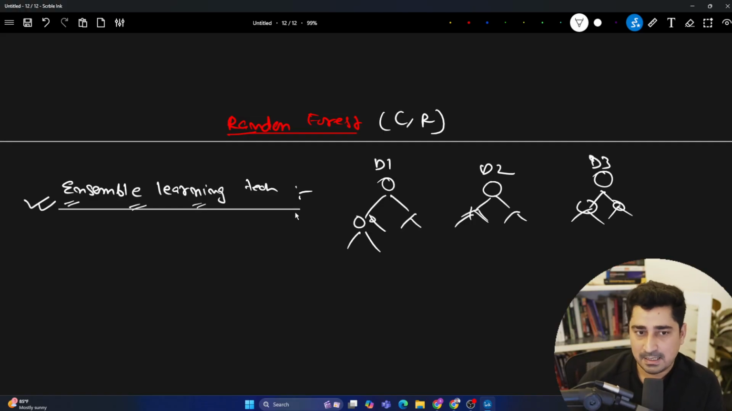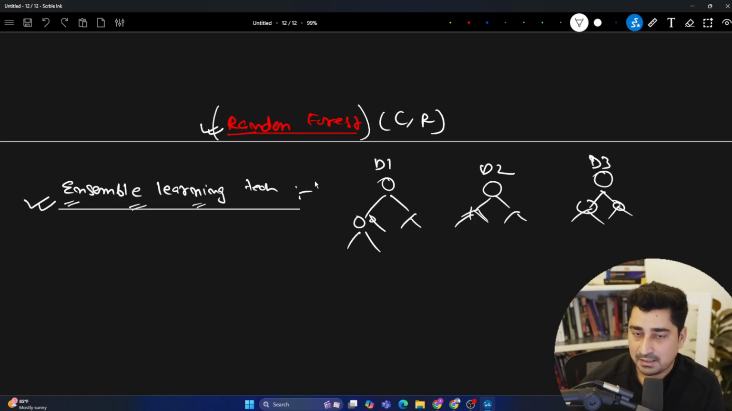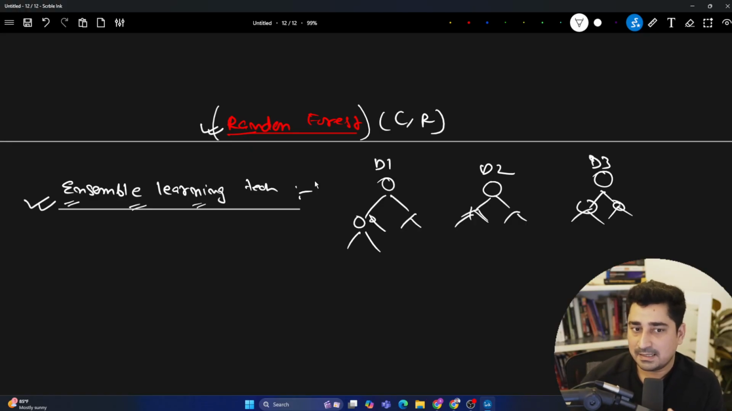So that's something called an ensemble learning technique. Now, this is where random forest comes into the picture. Random forest is one of the algorithms. Likewise, there is XGBoost, AdaBoost, gradient boosting. All of these fall under the ensemble learning technique, where there is not just one decision maker, but multiple decision makers.